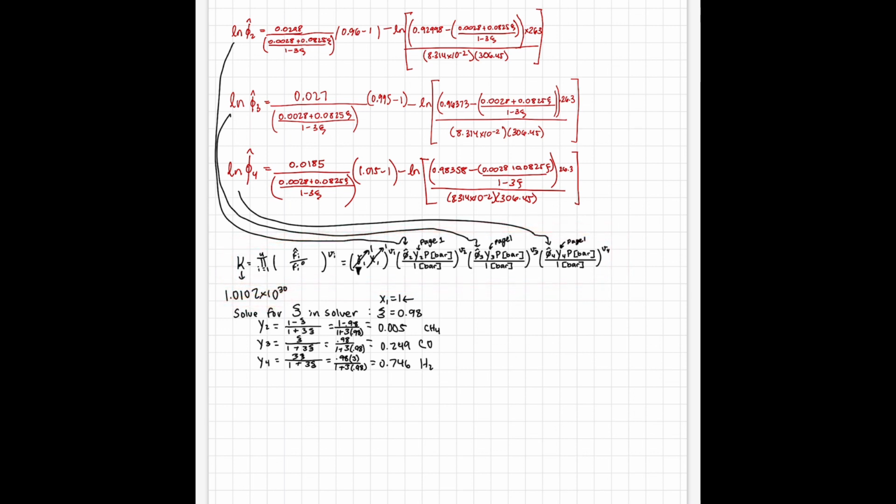And we plugged that all into this equation right here using the K that we found earlier, and we plugged it into a solver, making sure all of our terms were in the extent of reaction, and we found that the extent of reaction was 0.98, and all of our vapor fractions are right here.